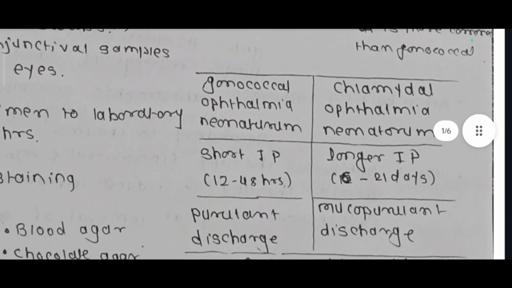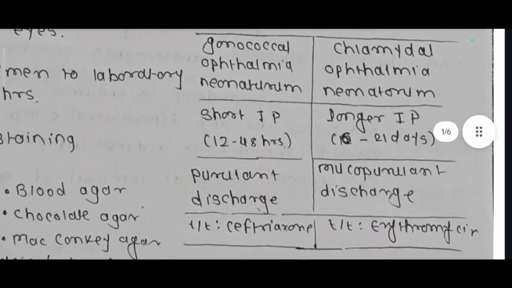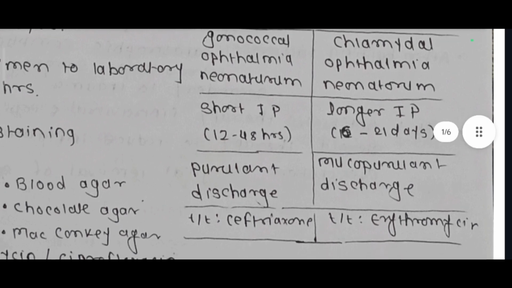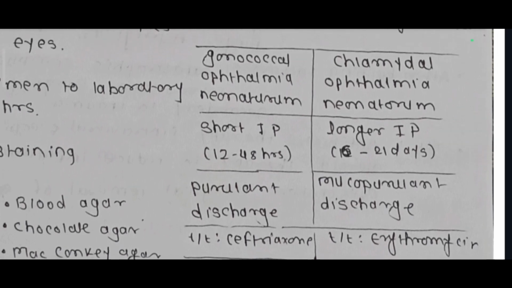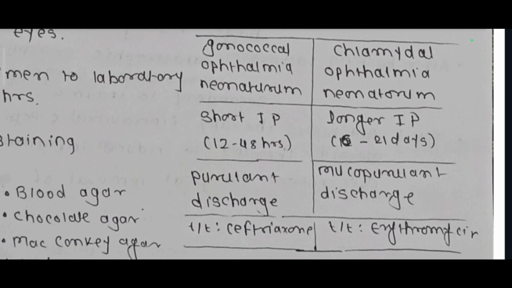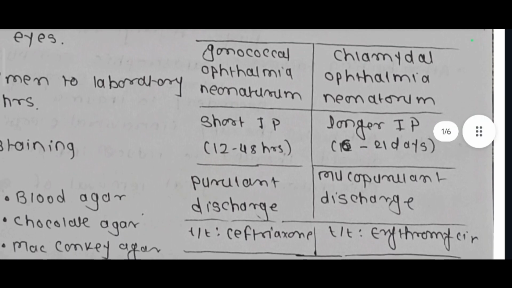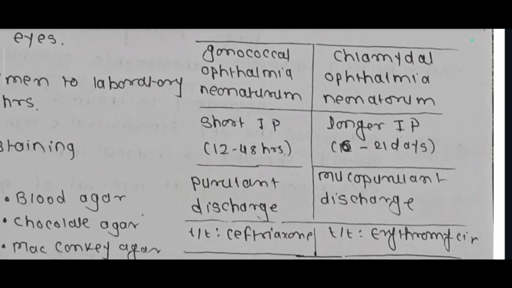So let's see the difference between gonococcal ophthalmia neonatorum and chlamydial ophthalmia neonatorum. In gonococcal, there is a short incubation period, about 12 to 48 hours, but in chlamydial, there is a longer incubation period, about 6 to 21 days. There is purulent discharge in gonococcal, but mucopurulent discharge in chlamydial. The treatment for gonococcal is ceftriaxone, whereas the treatment for chlamydial is erythromycin.